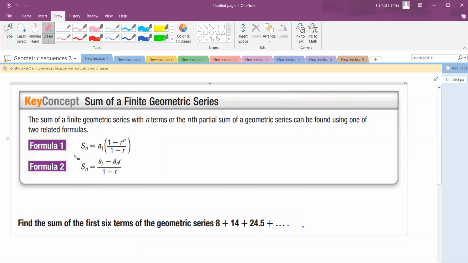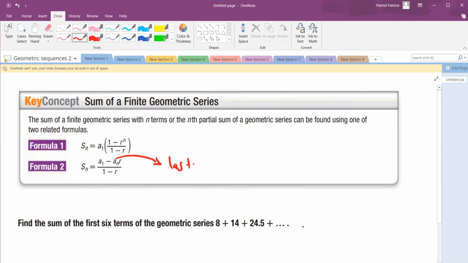To find the sum of a finite geometric series, we have two formulas. The first one is S_n = a1(1 − r^n)/(1 − r). And the second one is S_n = (a1 − an·r)/(1 − r). An in this case refers to the last term.